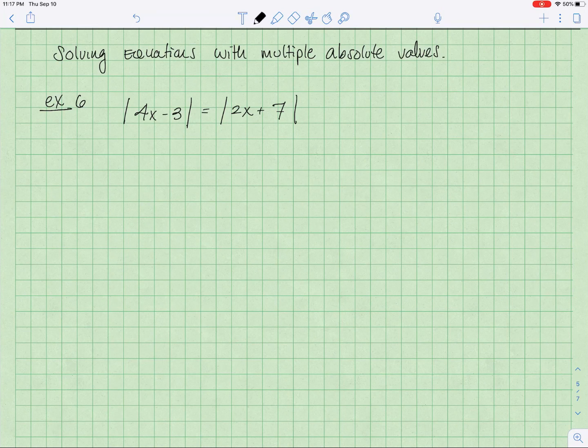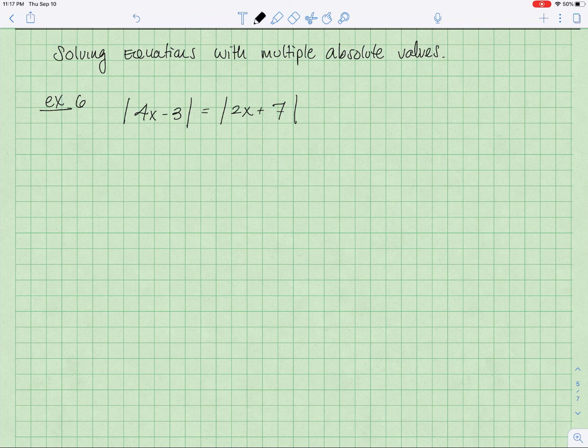The last absolute value equation we're going to look at is an equation that has multiple absolute values in it. So let's talk about solving equations with multiple absolute values like we have here. In example 6, we have the absolute value of 4x minus 3 is equal to the absolute value of 2x plus 7. So at first this can be a little bit confusing. Let's go through some possibilities here.